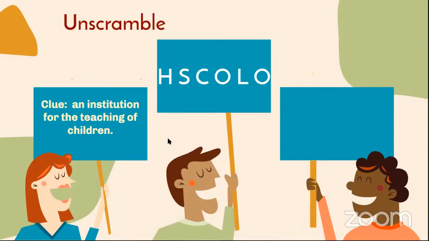Let's hear from someone else this time. Here's your scrambled word. Your clue is an institution for teaching of children. What is this scrambled word? I'm gonna call Zoe. School. Okay, let's reveal that answer. School. Good job. Woo!